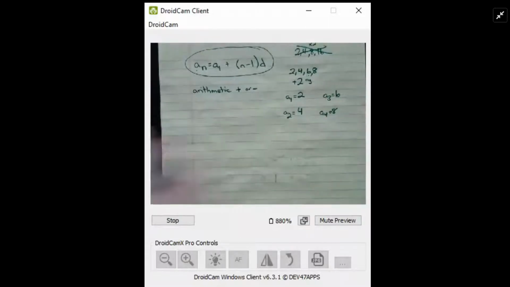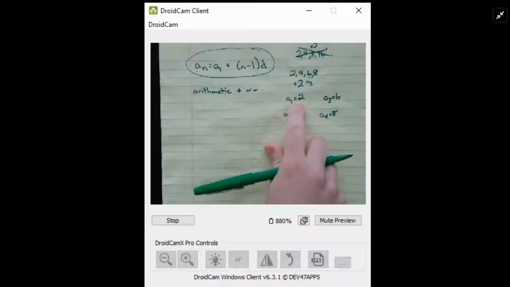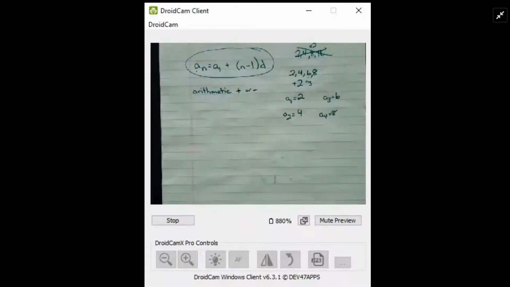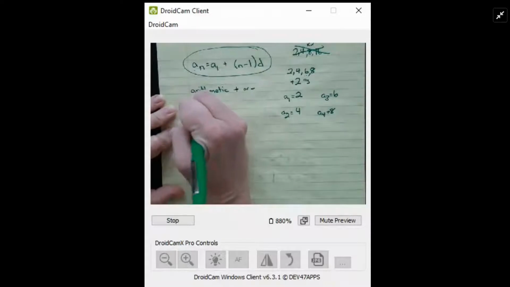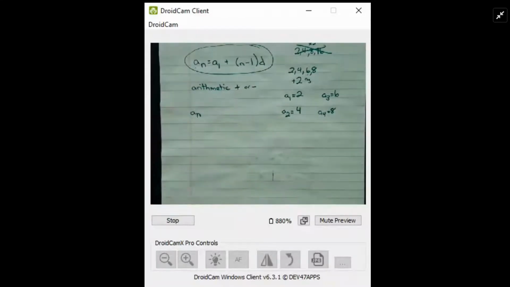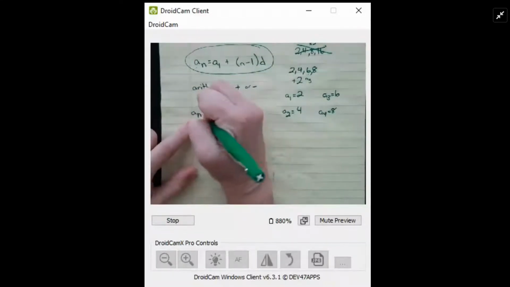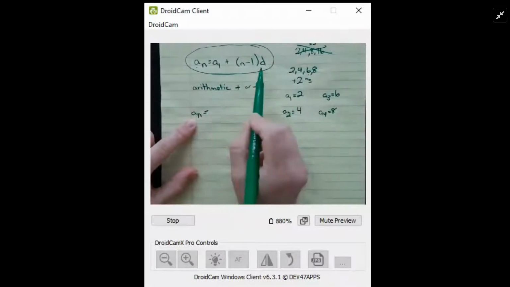But what if you want to know the 108th number? That's a lot of work to get to 108. So they made this shortcut equation. The way this works is you can find any number. So a_n, you can find any number in that sequence, a_n. And all you have to do is write out this formula.